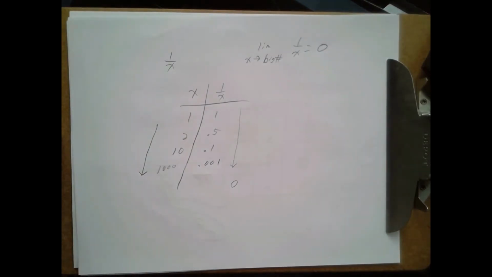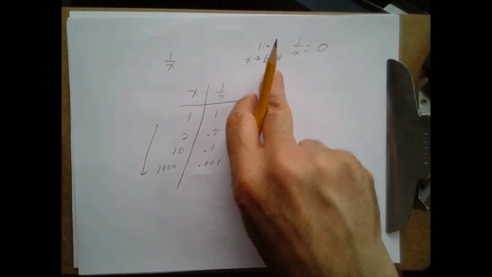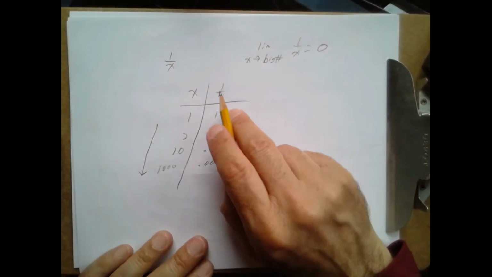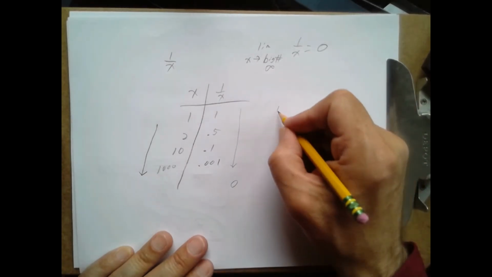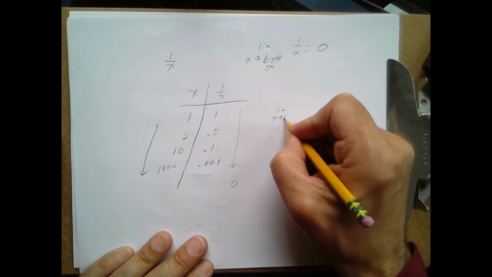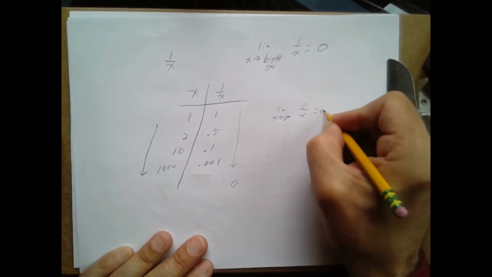Okay, as x gets bigger and bigger, as x approaches a really, really big number, 1 over x gets closer and closer to 0. Well, for a big number, we use the symbol infinity. So we say the limit as x approaches infinity of 1 over x equals 0.